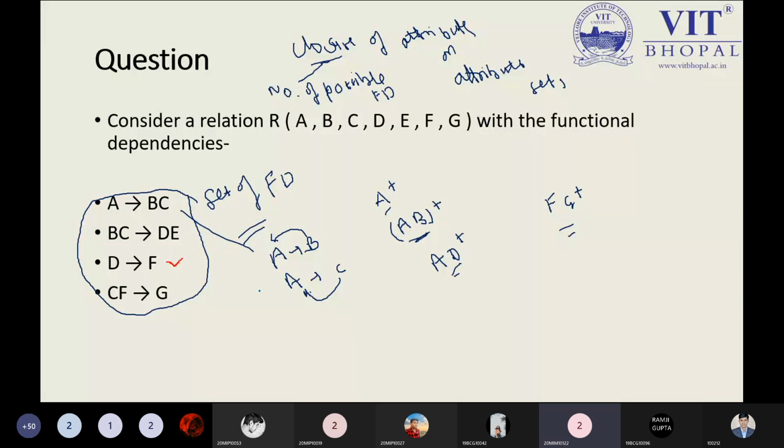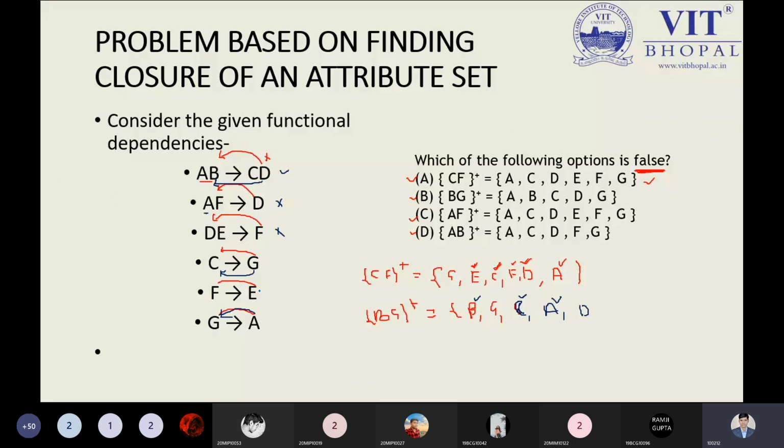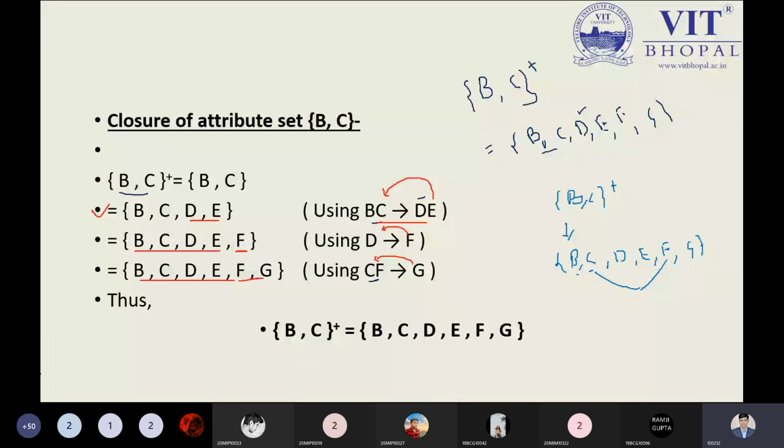Because A is not dependent on any other attribute. A does not depend on the B, C, D, E, F, G. That's why A cannot be part of this attribute set. This is a brilliant answer. Yes, definitely, you are right. So this would be the one answer. Now clear? So this is known as the closure of the attribute set and nothing special.